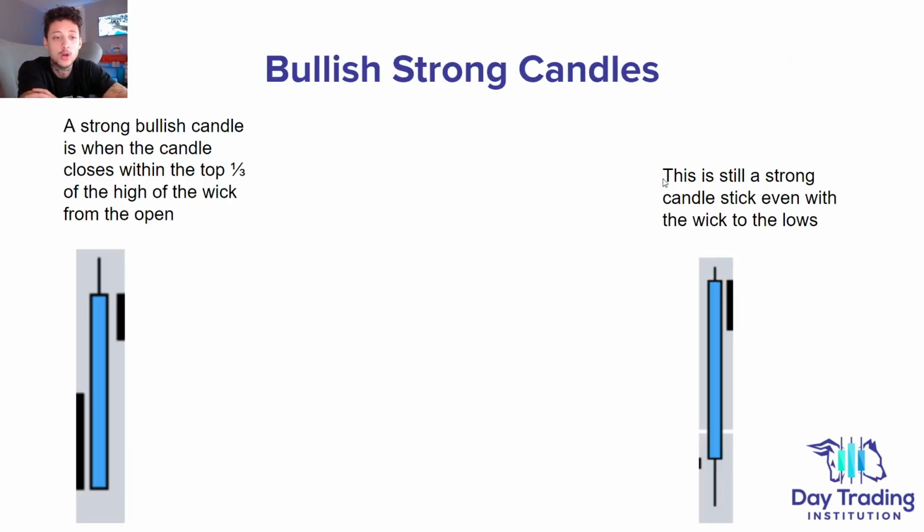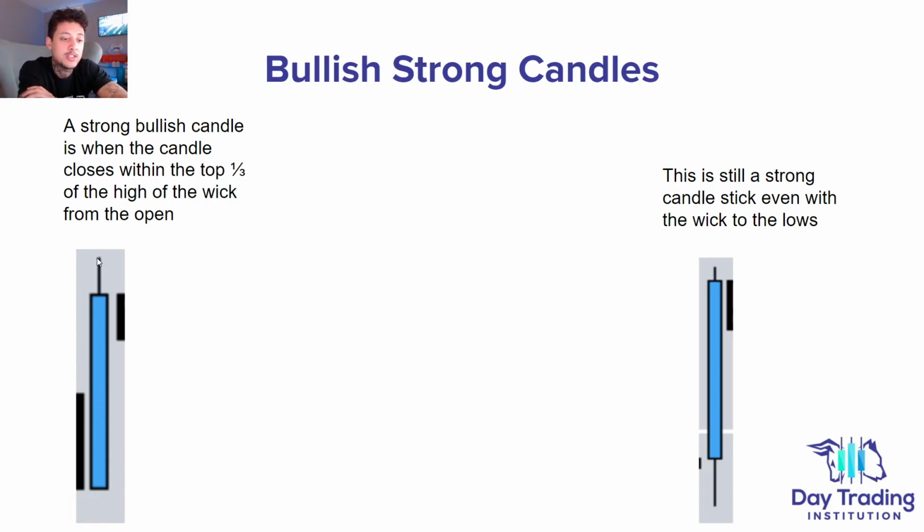So let's go over strong bullish candles. Now, what I like to do is divide the candlesticks into three, right? We have a total of 100% of a candlestick, but we divide it into three. A strong bullish candle is when a candlestick closes within the top third of the open to the high of the wick, right? If we look at this example, here is the open of the candlestick, and then here is the high of the wick. Because again, a bullish candle will open at the bottom and close at the top.